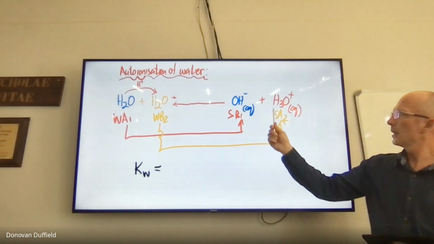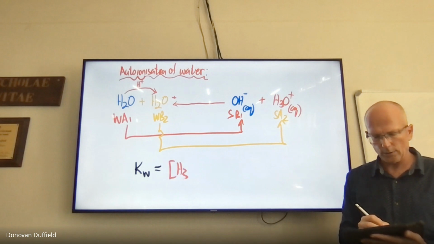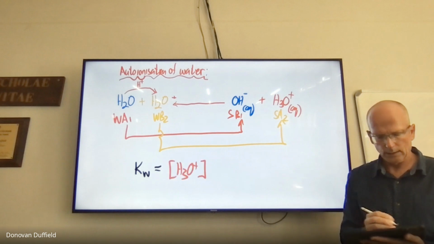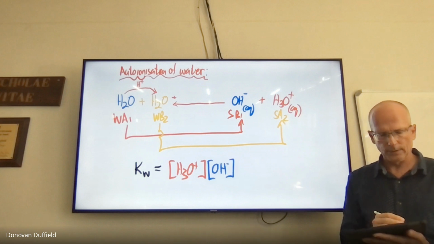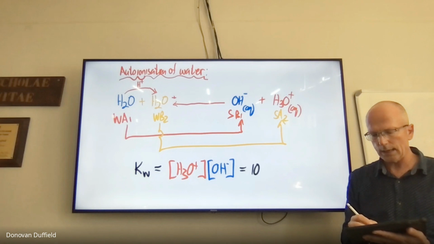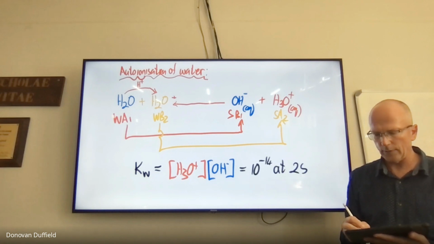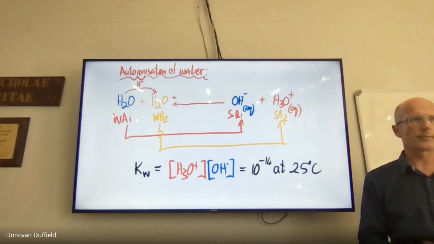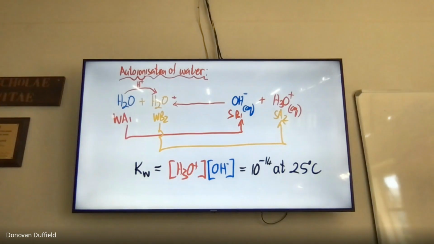Kw is the product of the hydronium ion concentration multiplied by the hydroxide ion concentration, and this equals 10 to the negative 14 at 25 degrees Celsius. All right, now I just want to make 100% sure of something.